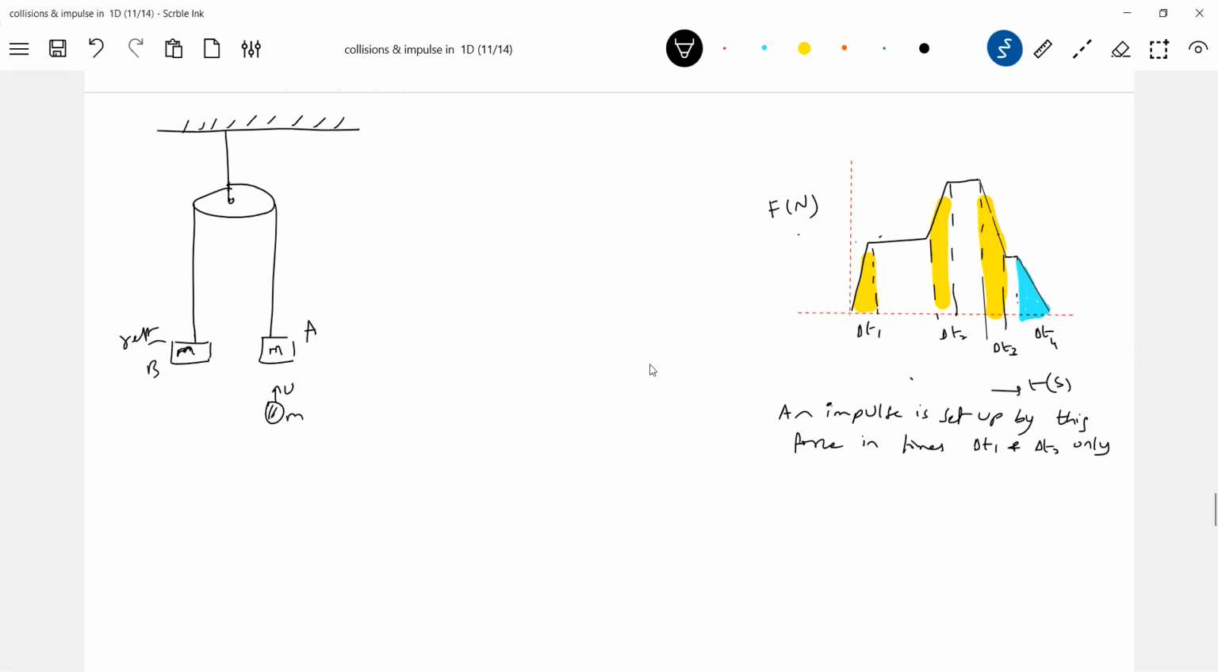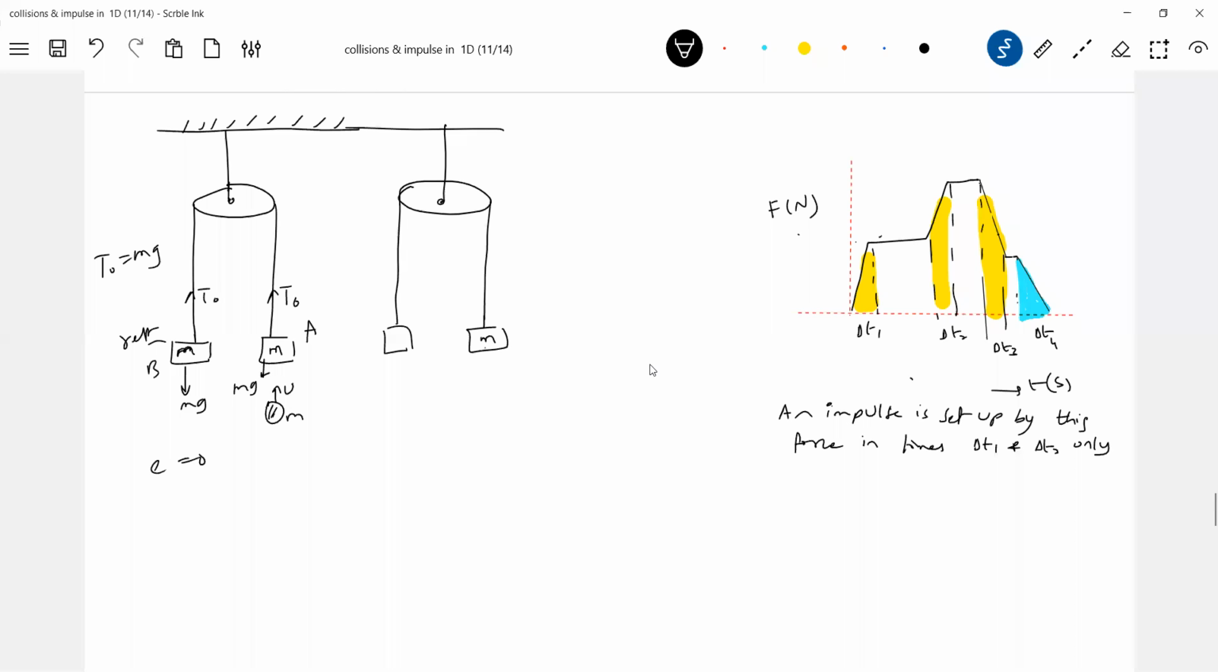It will collide inelastically. Then initially some tension is there, no? How much tension? T naught. And what is T naught? Equal to mg. Now collision occurs, inelastic collision occurs, and it'll get stuck to it. We'll take it like this. So the combined mass will have a velocity v.